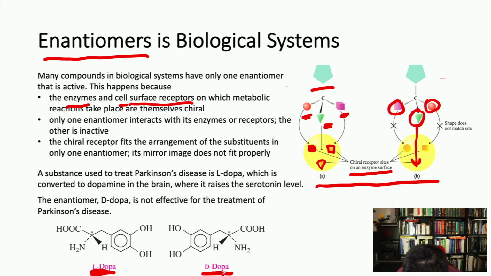Where's this chirality we're talking about here? See, it's right here, right? The star denotes where the chiral carbon is.